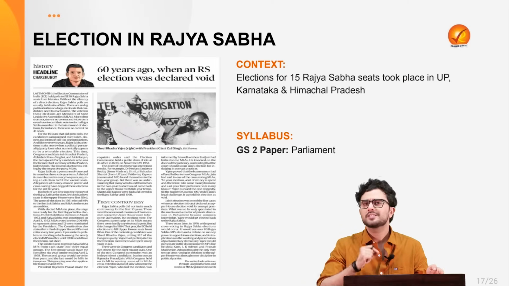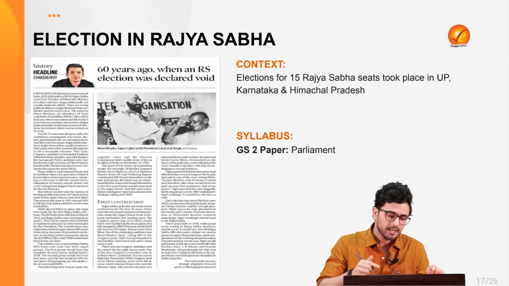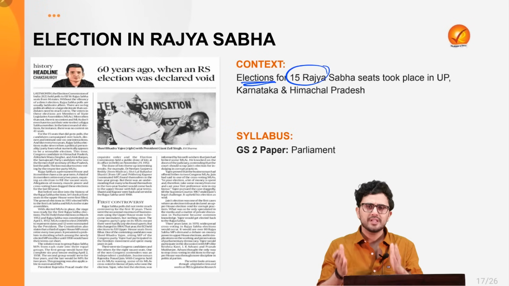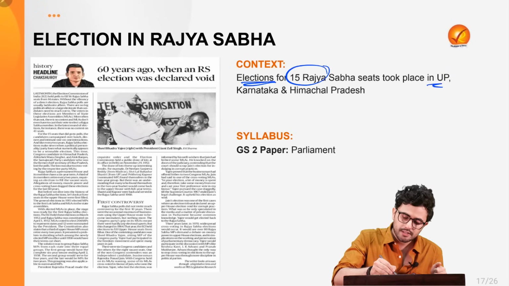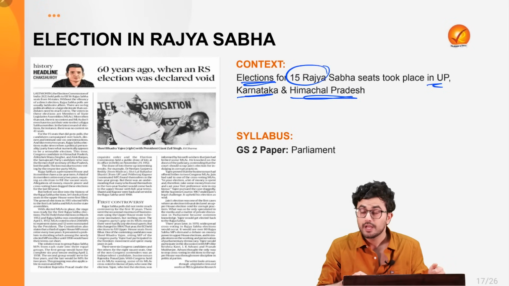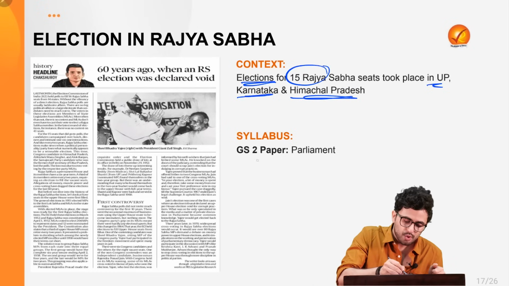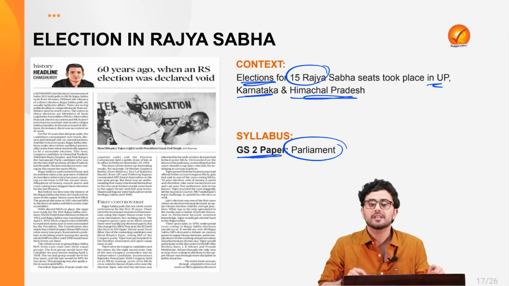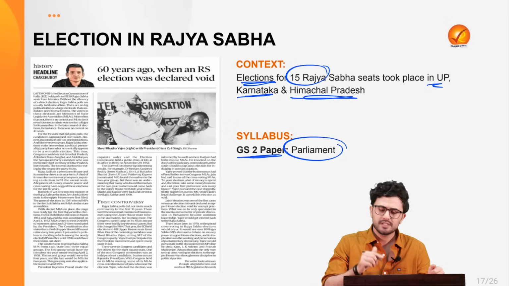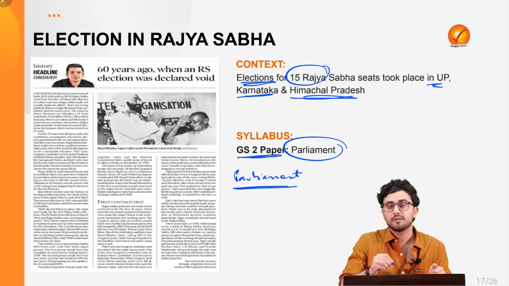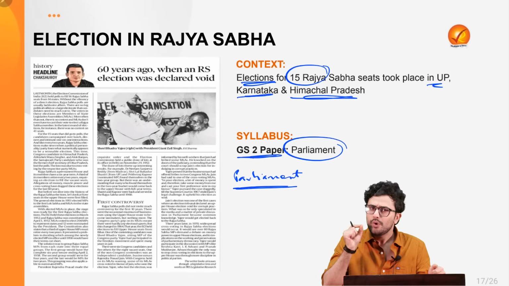Elections in Rajya Sabha have been in the news because recently there have been elections for 15 Rajya Sabha seats which took place in various states such as Uttar Pradesh, Karnataka and Himachal Pradesh. This forms an important component of your GS2 paper under the theme of Parliament as well as holds importance for your upcoming prelims examination.